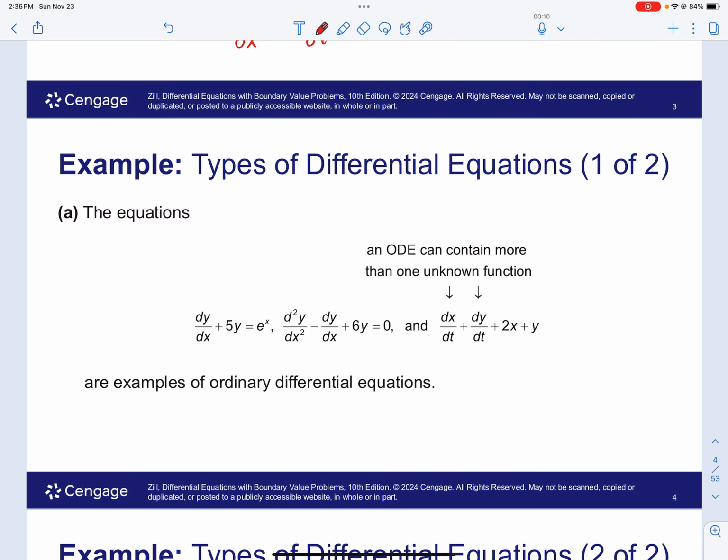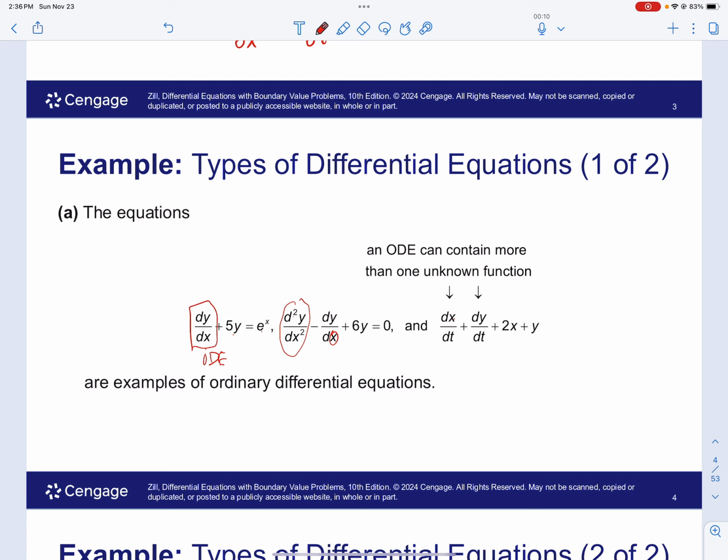Types of differential equations: dy over dx plus 5y equals e to the x. You with me? You only have one variable. So is this an ODE or PDE? ODE. And here is a second order equation with a second derivative and a first derivative, but you only have one variable x. So this is an ODE.